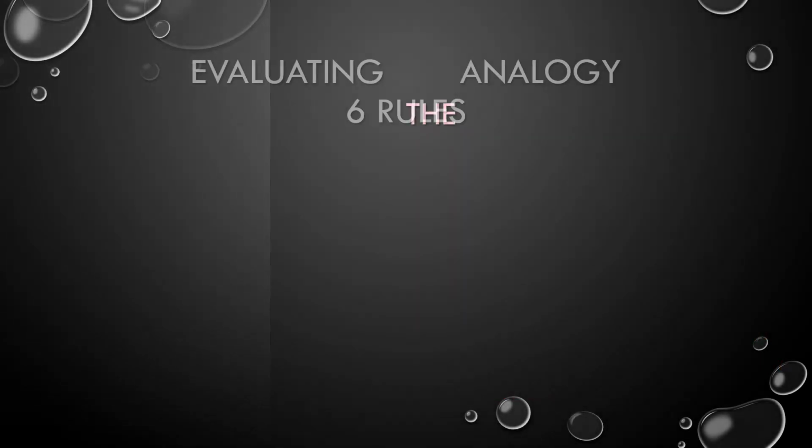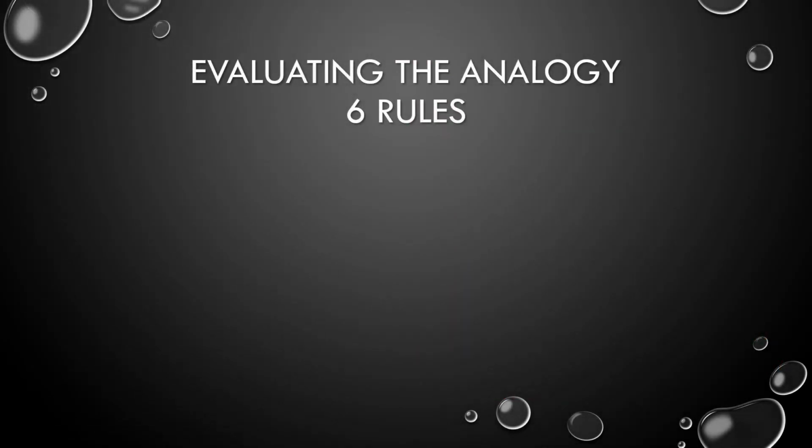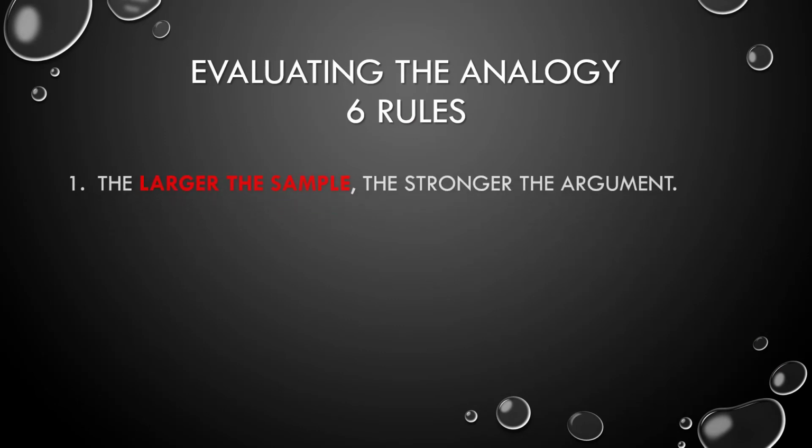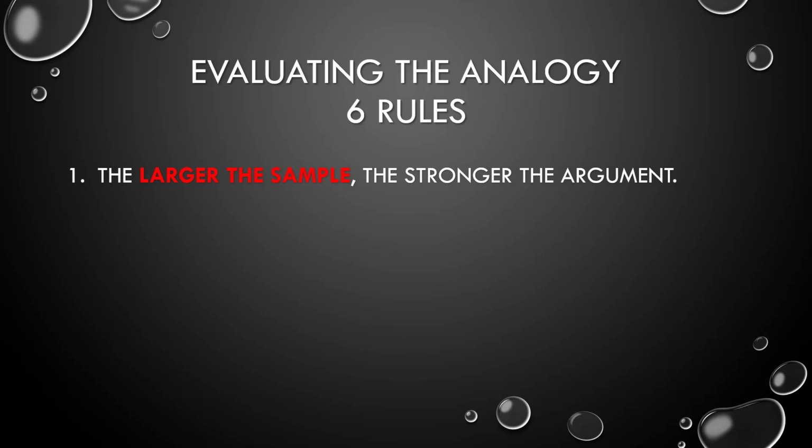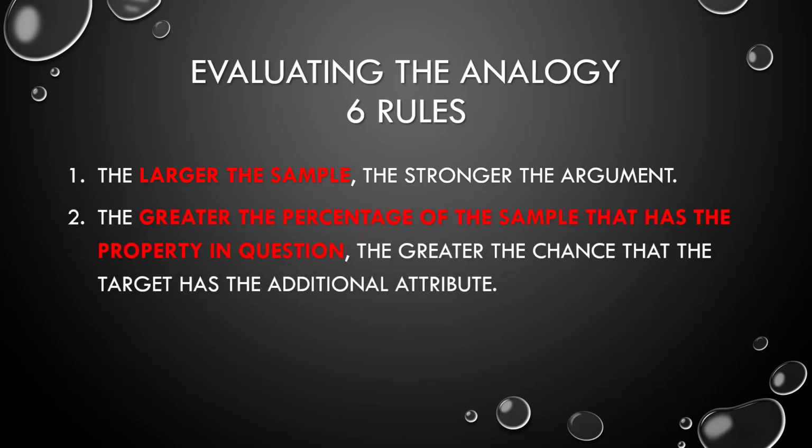So what are some of these considerations? Let's look at 6 rules that I think can guide the evaluation of an analogy. The first rule, the larger the sample, the stronger the argument. If we had 10 friends who bought bikes from the same shop rather than 5, we'd have a stronger argument. Rule 2, the greater the percentage of the sample that has the property in question, the greater the chance that the target will as well. So consider the sample of 10 people who bought bikes from the shop.